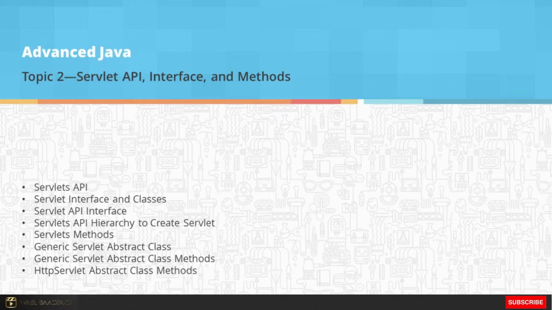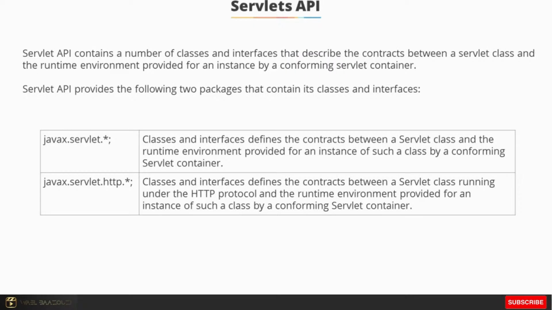Let's look at Servlet API interfaces and methods. The Servlet API contains a number of classes and interfaces that describe the contracts between a servlet class and the runtime environment provided for an instance by a conforming servlet container. Servlet API provides the following two packages that contain its classes and interfaces.